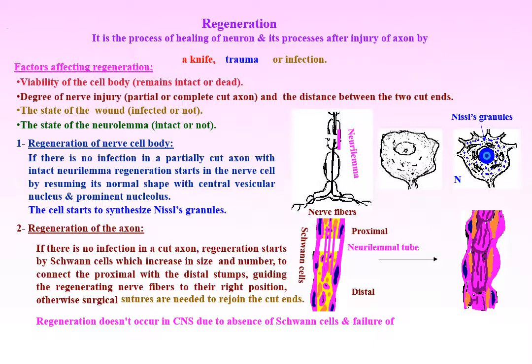Regeneration does not occur in the central nervous system due to the absence of Schwann cells and failure of oligodendrocytes to behave like them.